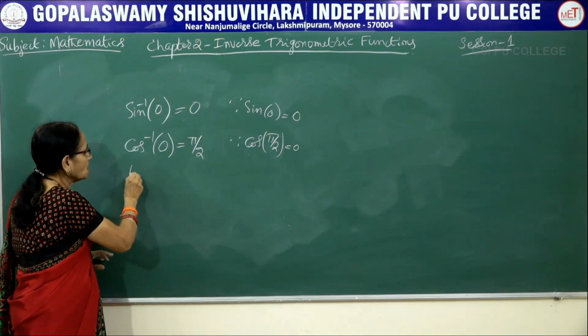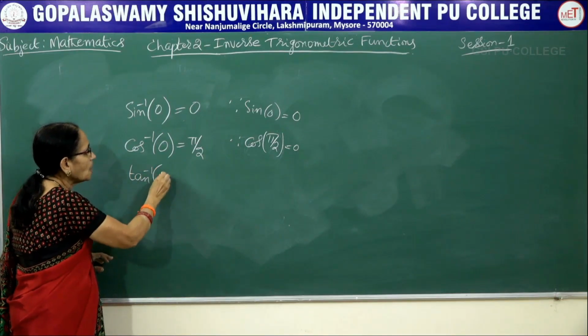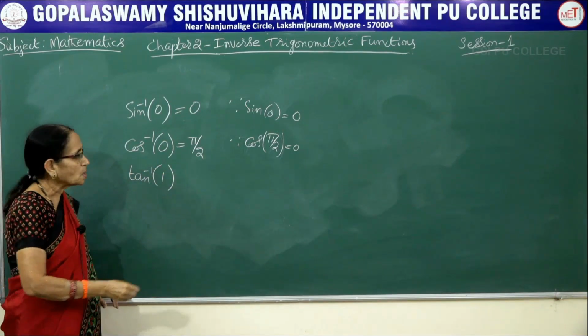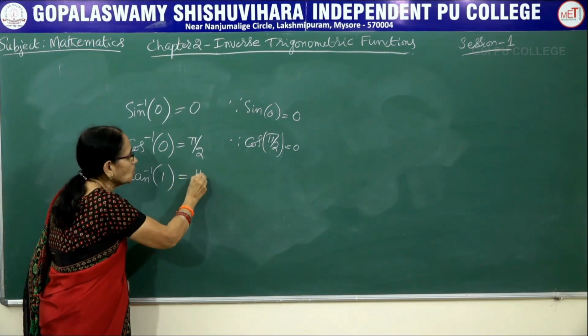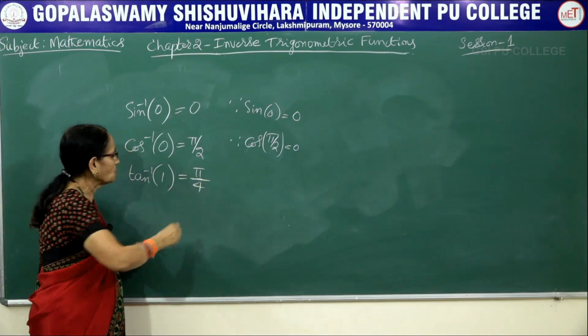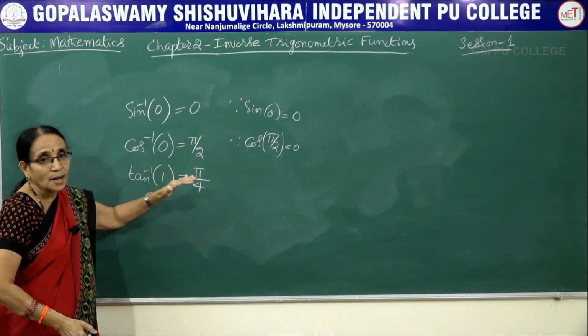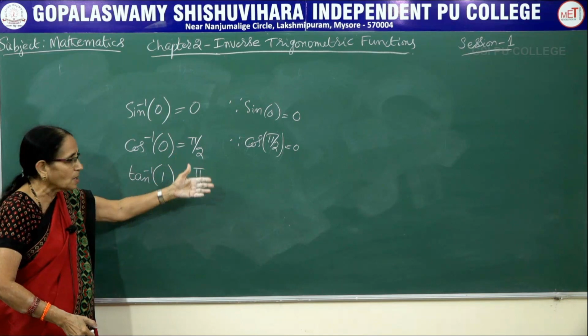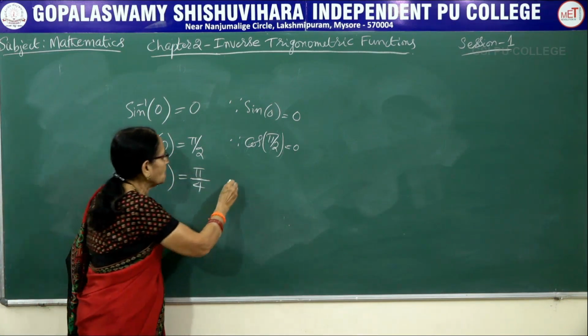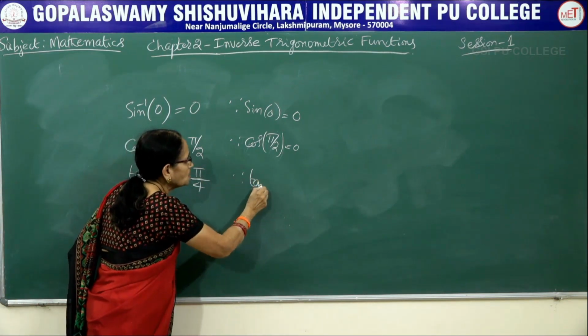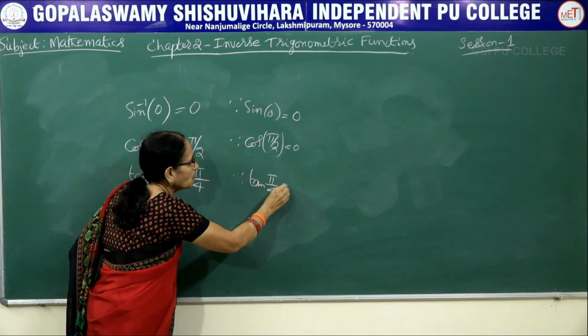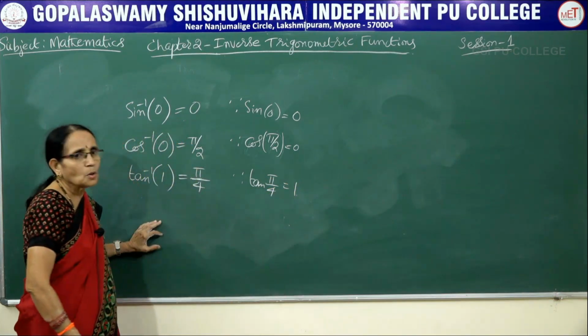Now, consider another example, tan inverse of 1. What is tan inverse of 1 equal to? It is pi by 4, because we know that tan 45 degrees or tan pi by 4, which lies in that particular principal value branch, would be equal to 1. Therefore, give the reason: since we know that tan pi by 4 is equal to 1.